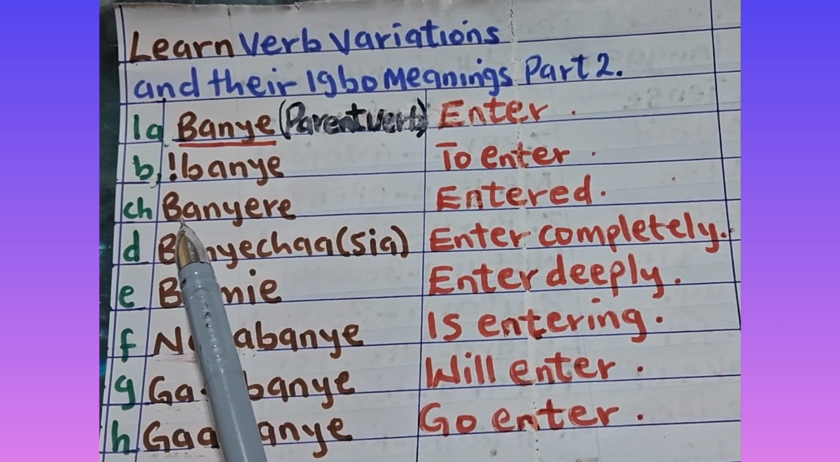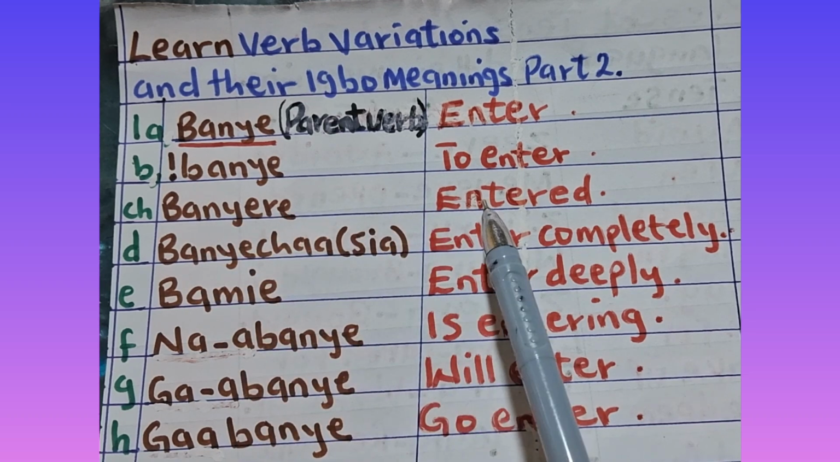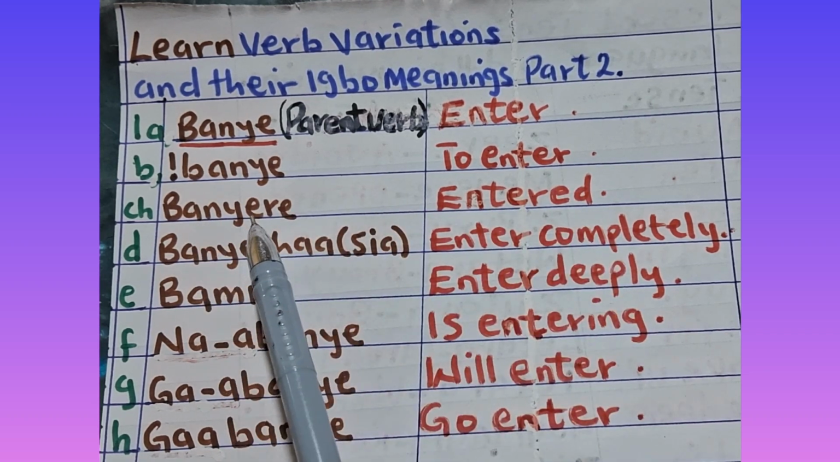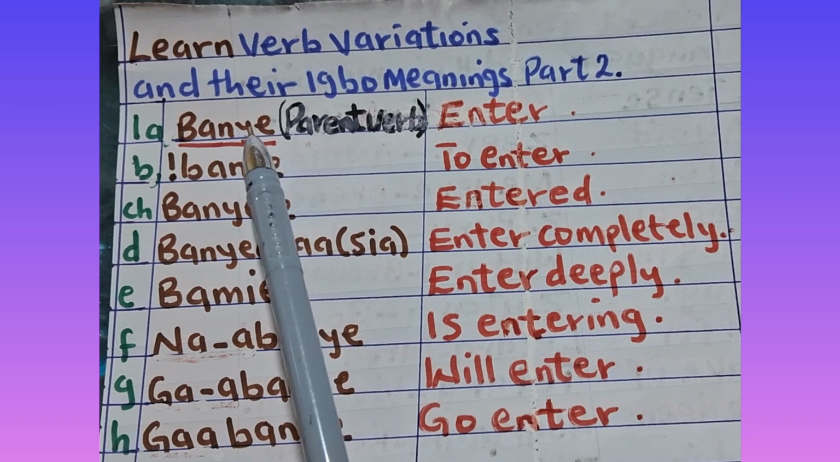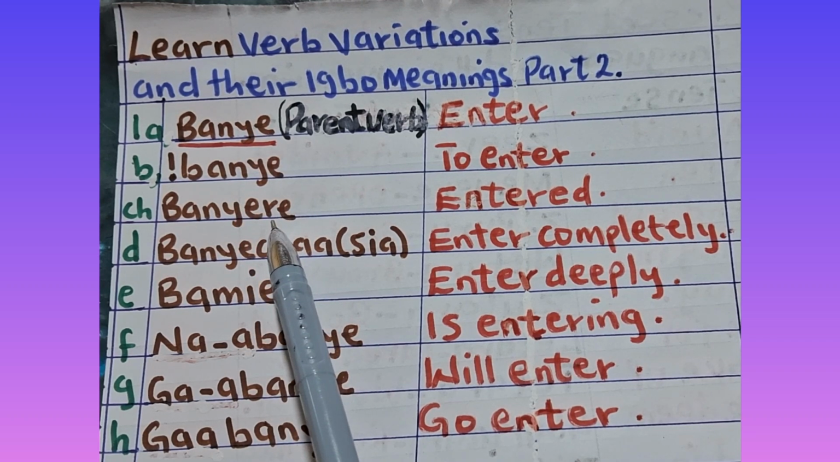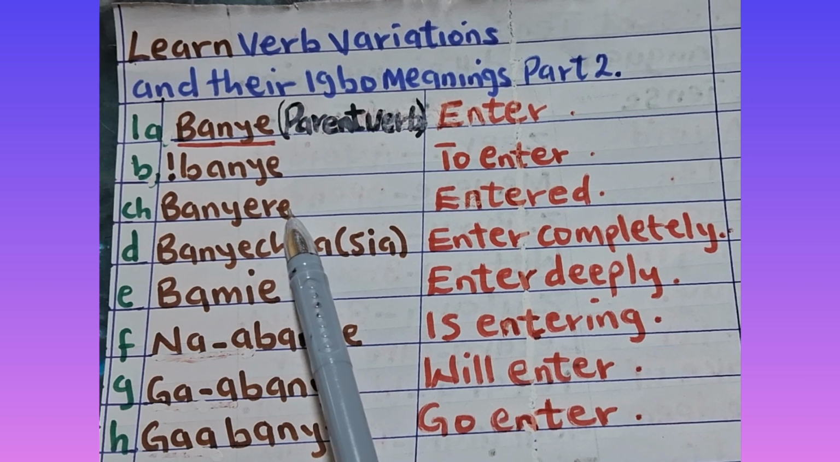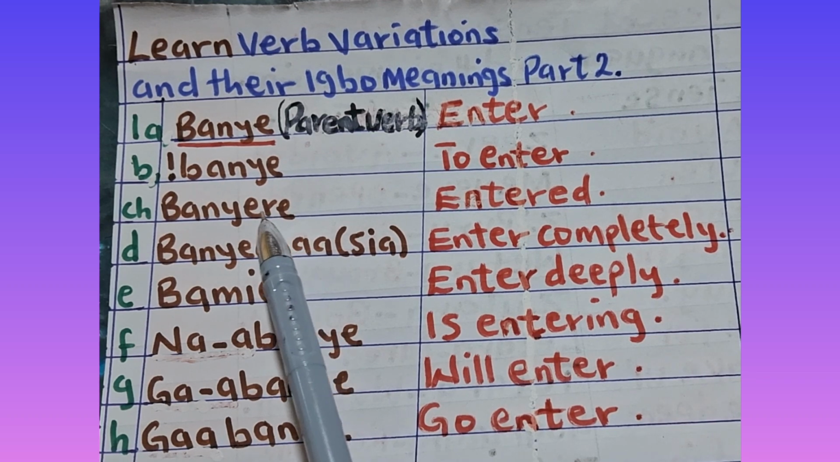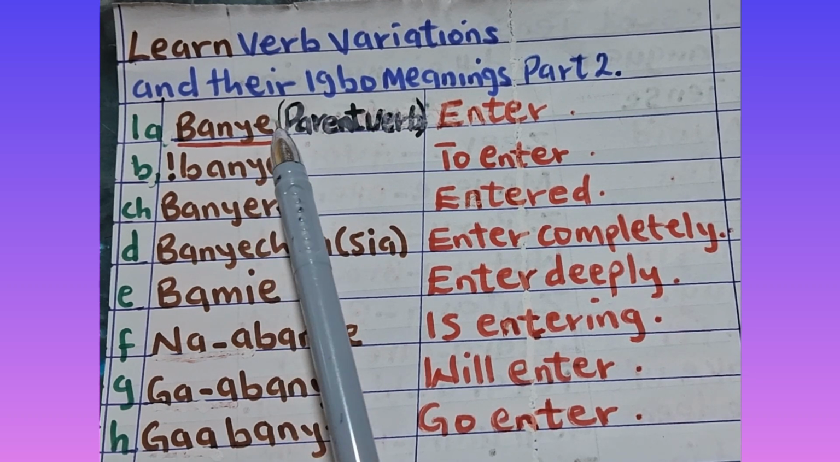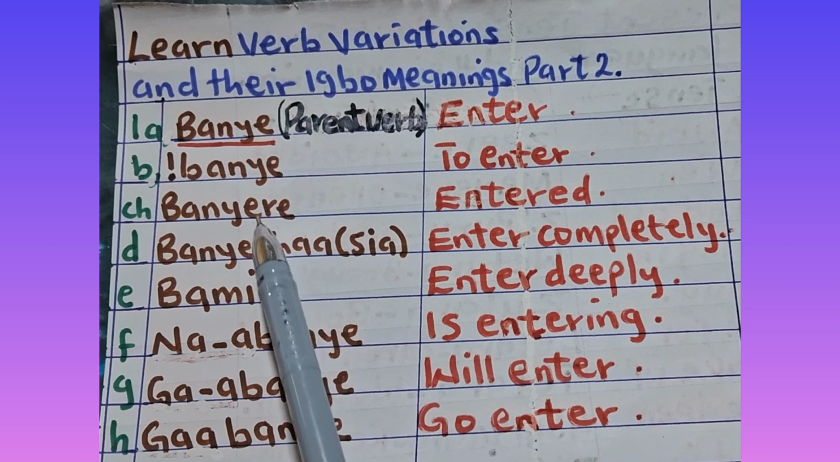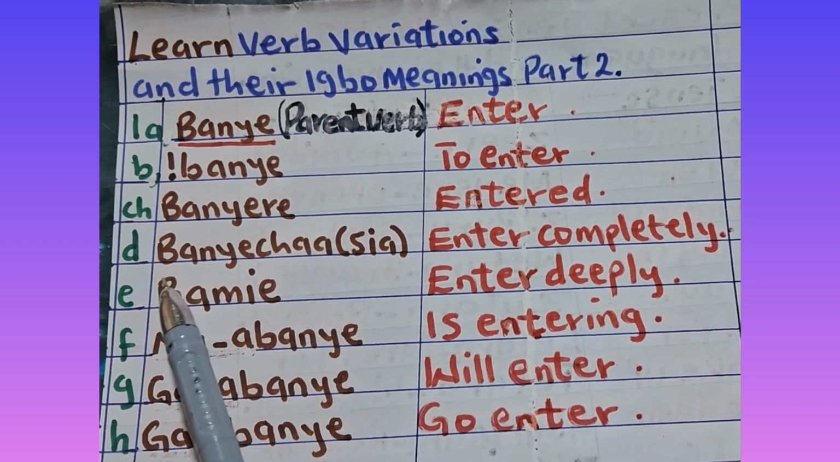Number 3, banyere, meaning entered. Banyere is past tense of banye. You can see our suffixes here, re and a. This is our suffixes. We add it at the end of banye, this verb, to change it from banye to banyere, entered.